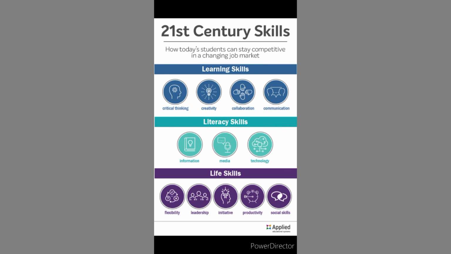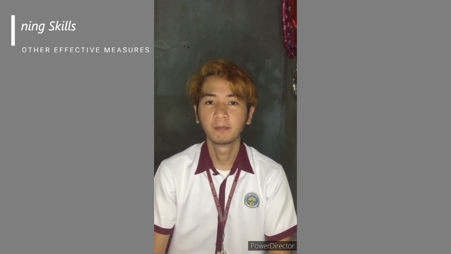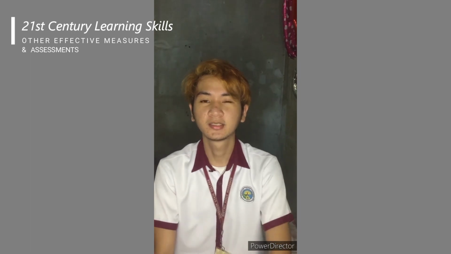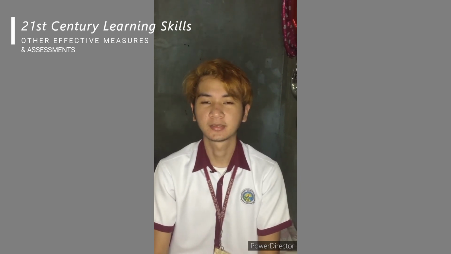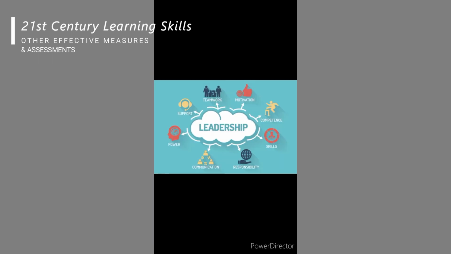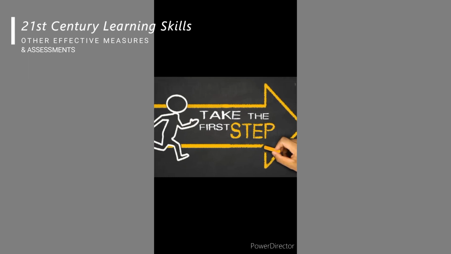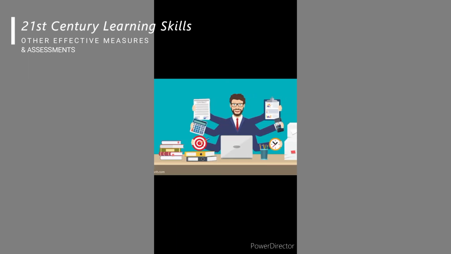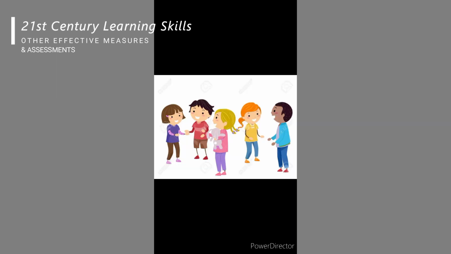The third category is what you call the life skills. The life skills have five major parts, which is also known as an acronym called FLIPS, which F stands for flexibility, L stands for leadership, I stands for initiative, P stands for productivity, and S stands for social skills.